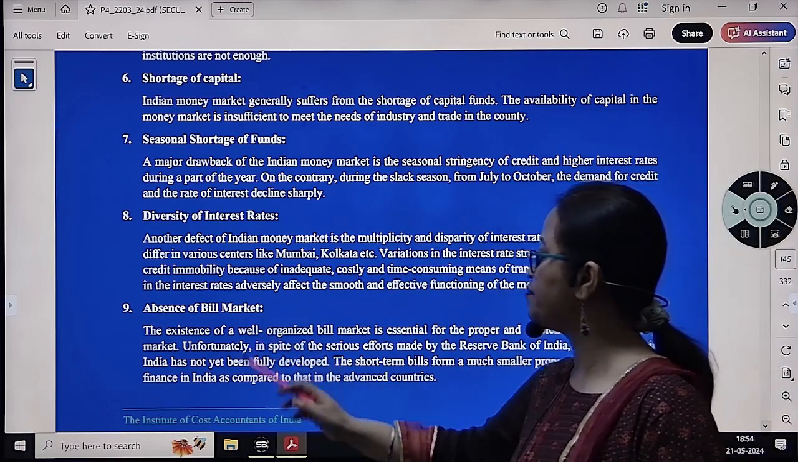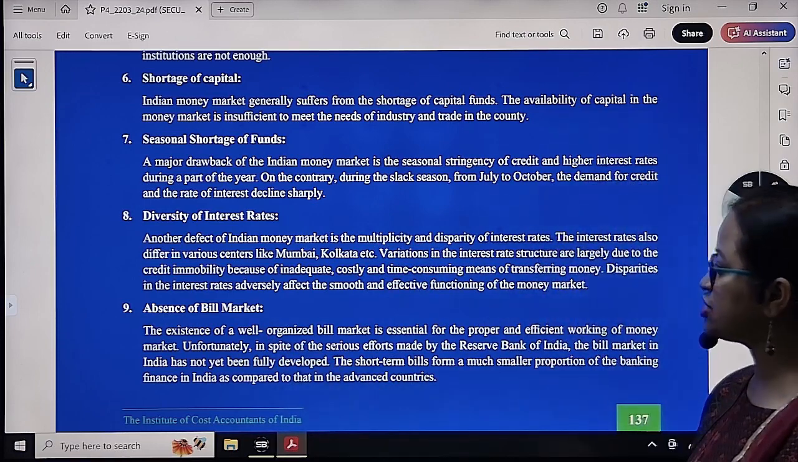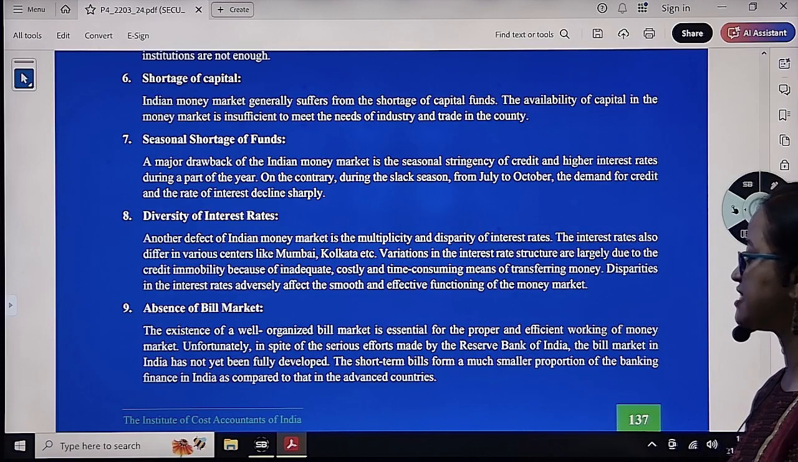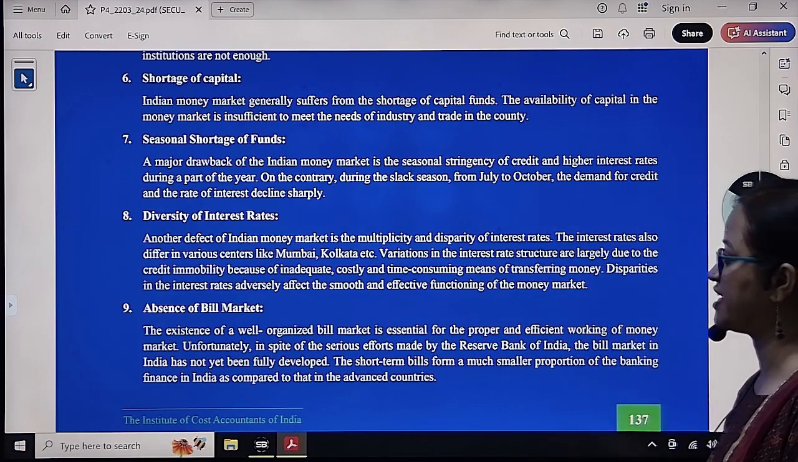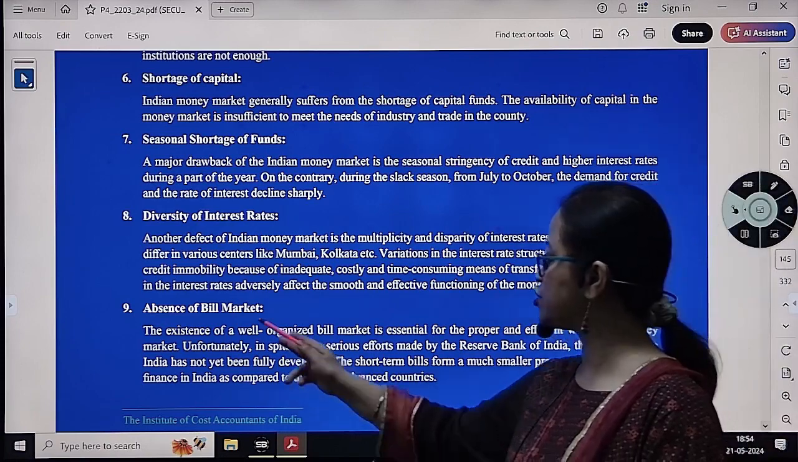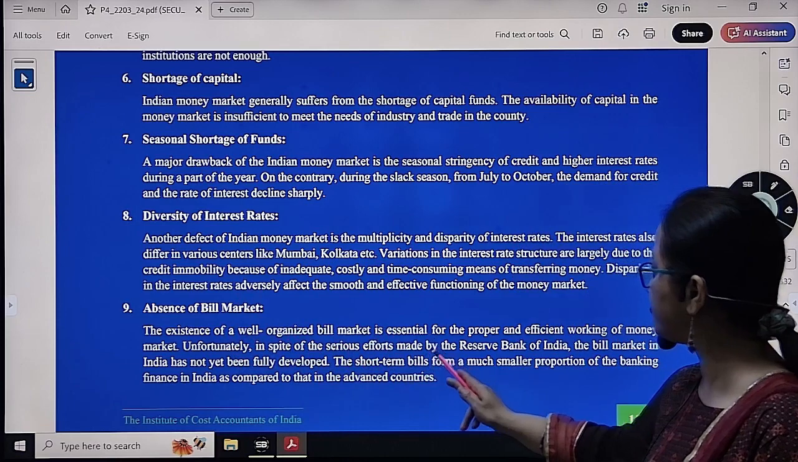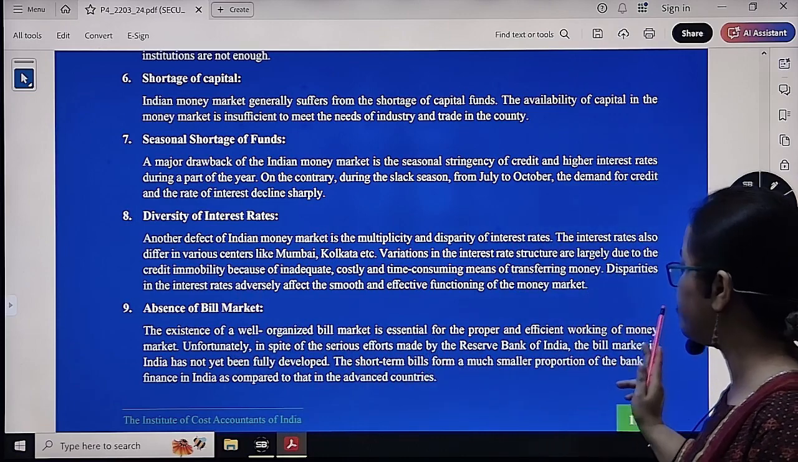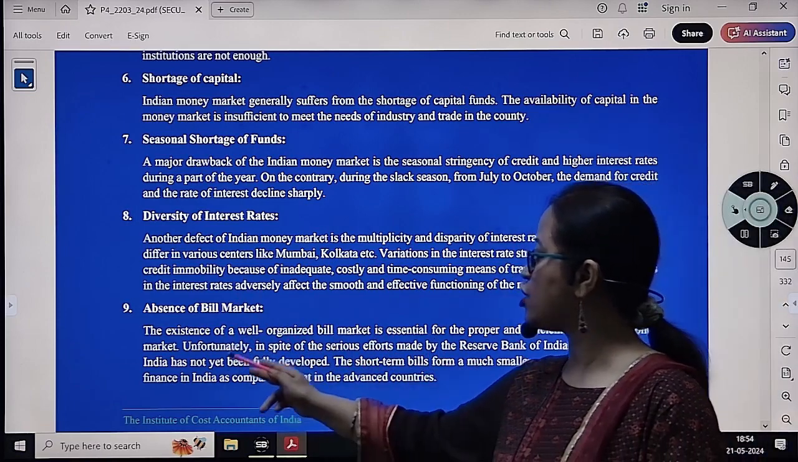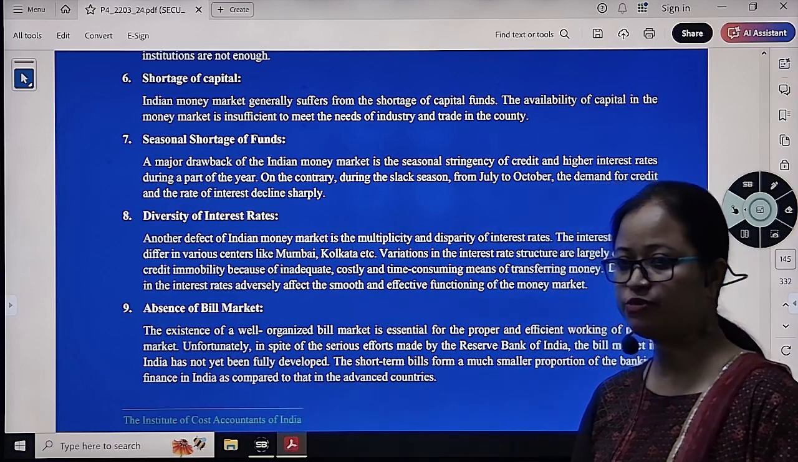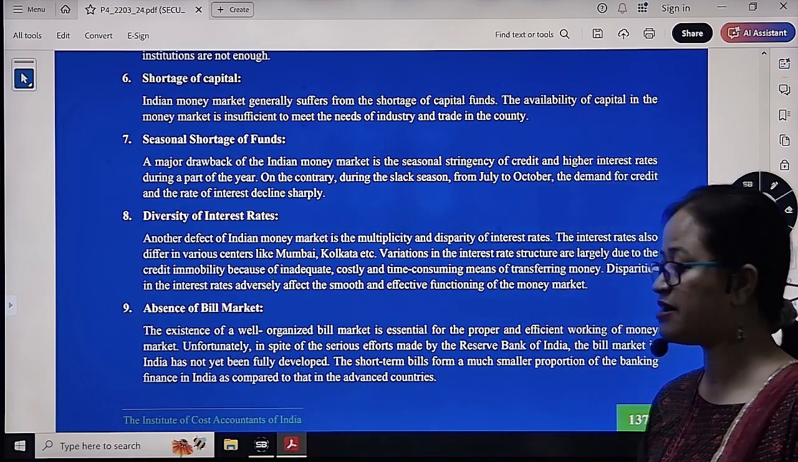Then absence of bill market. So the existence of a well organized bill market is essential for the proper and efficient working of money market. लेकिन इंडिया में क्या है? There is an absence of bill market. Unfortunately, in spite of the serious efforts made by RBI, the bill market in India has not yet been fully developed. So bill market अब तक fully developed ही नहीं हुआ है.